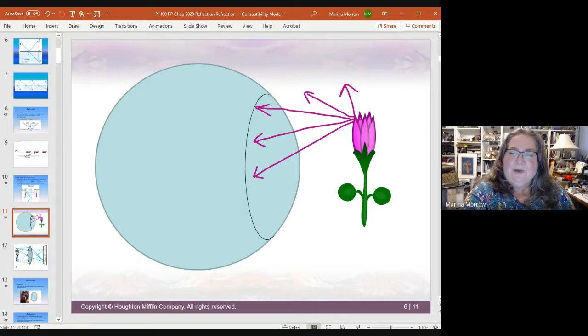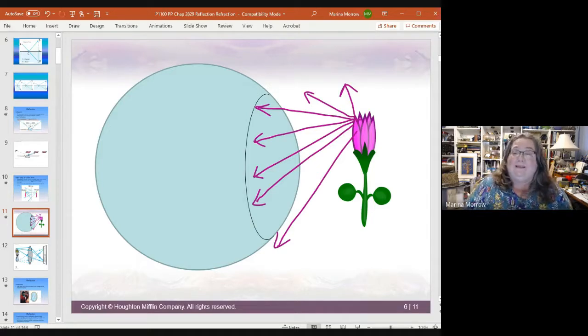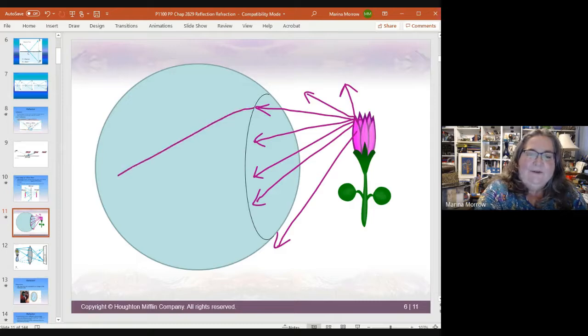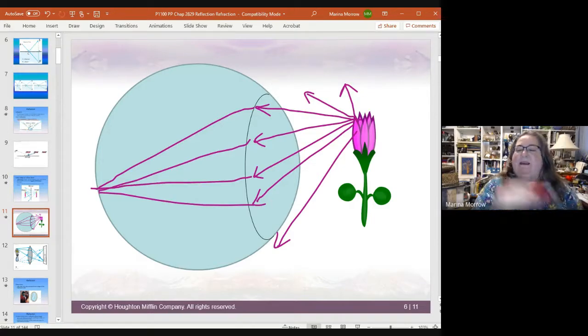So from this one point, there are many beams of light, and some of those enter the eye, and a lot of them miss. The ones that enter the eye are going to be bent by the lens, so their path is going to change, and it's going to focus that light down to the back of the eyeball. So this light is going to get focused to the back of the eyeball. Now let's take some green light from a leaf.